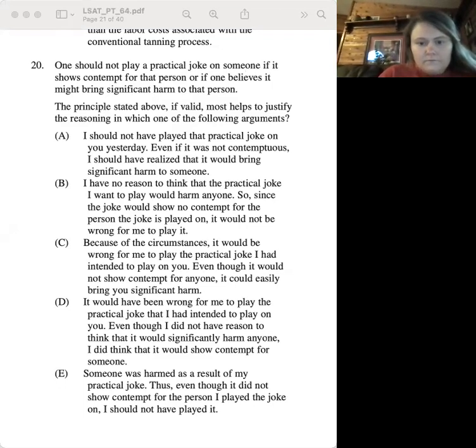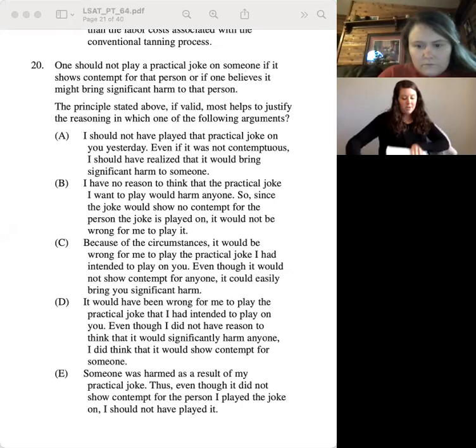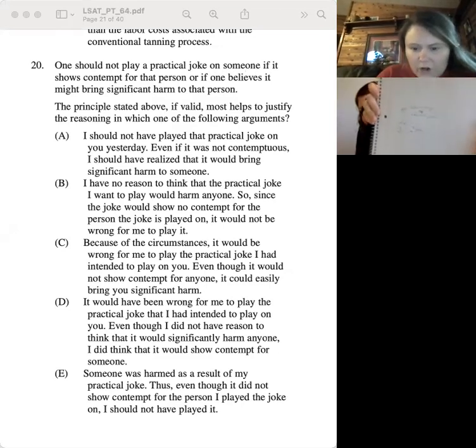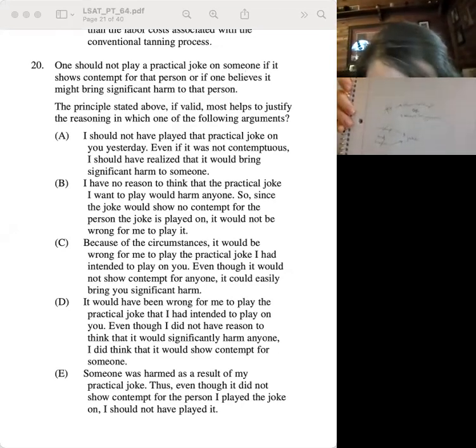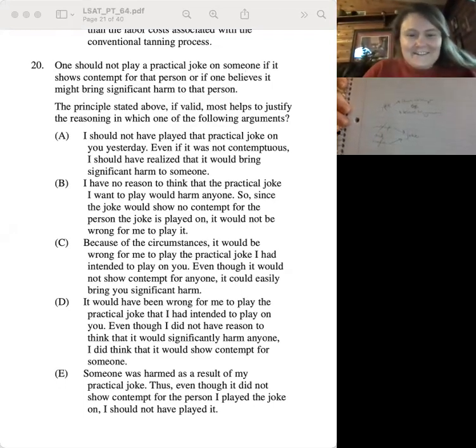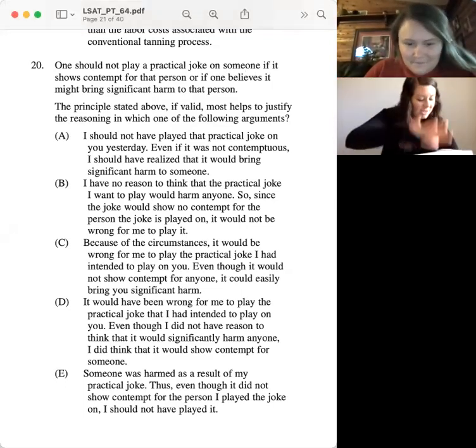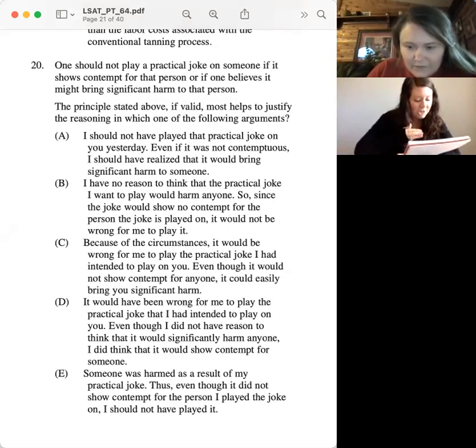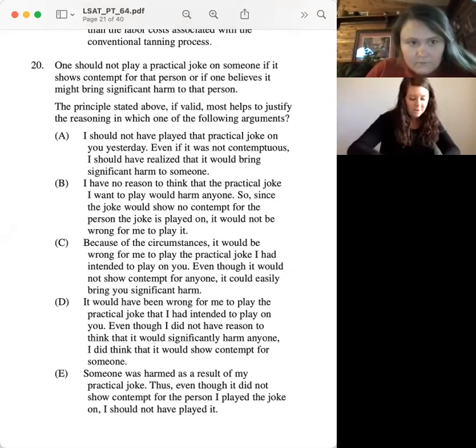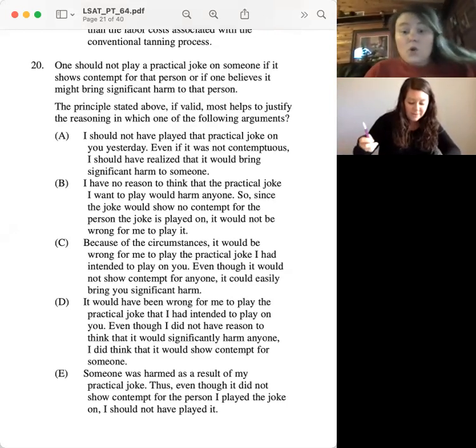I don't know if you can actually see that. I actually did diagram it. I don't know if you can even see that. No, can you just read? Okay, you're saying you can't see it. Can you just read it to me, what you said? Okay, yes. So I did, so it's not a joke, so you shouldn't do the joke. Okay. If it shows contempt.